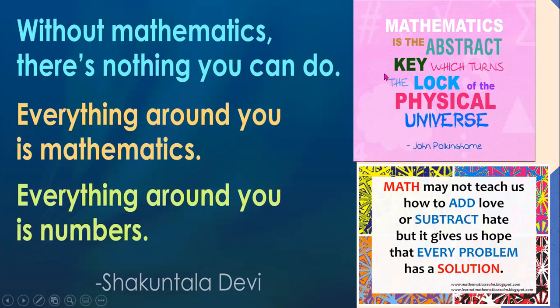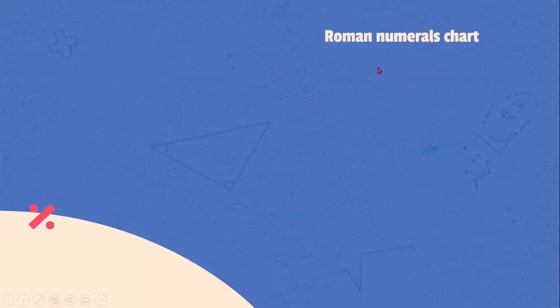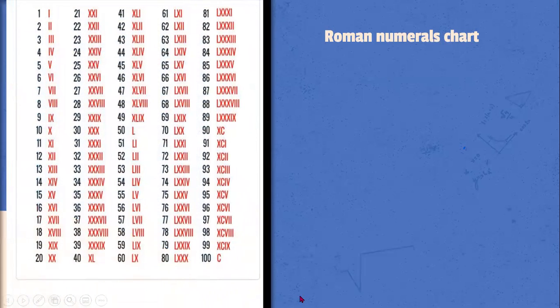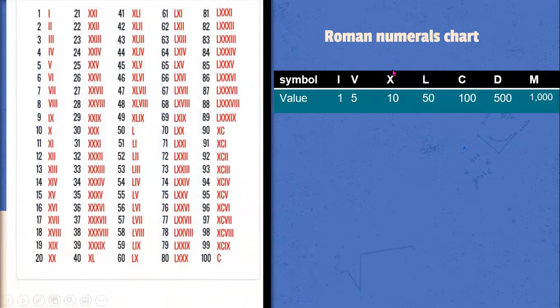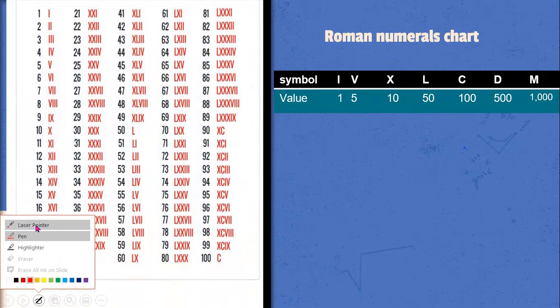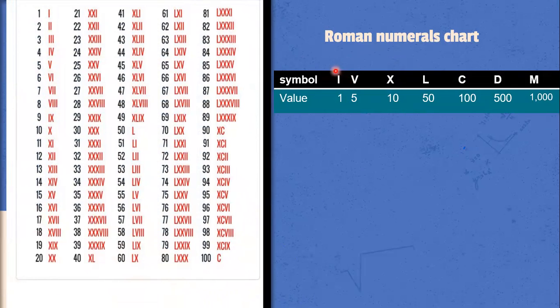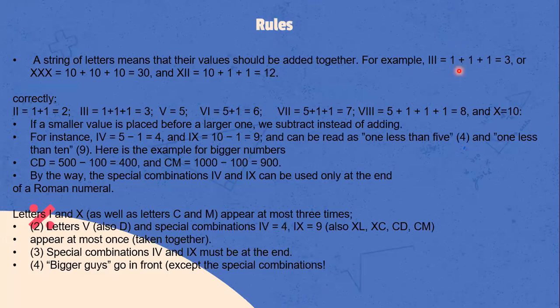I got these 3 from Google. Roman numerals charts. So here's 1 all the way to 100, and then here's the basic one. Let me use my laser pointer to show you. So I is 1, V is 5, X is 10, L is 50, C is 100, D is 500, M is 1,000. So you can remember this. You can take a snapshot or picture of this. I'll be showing it later, I think.